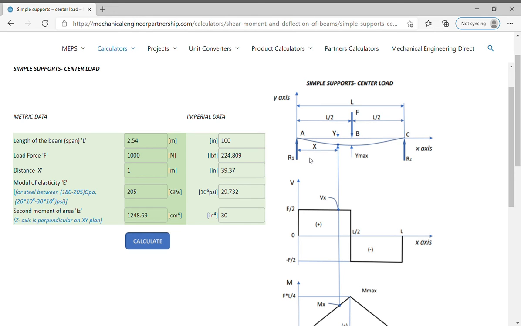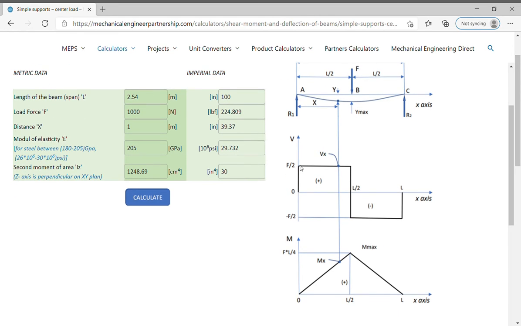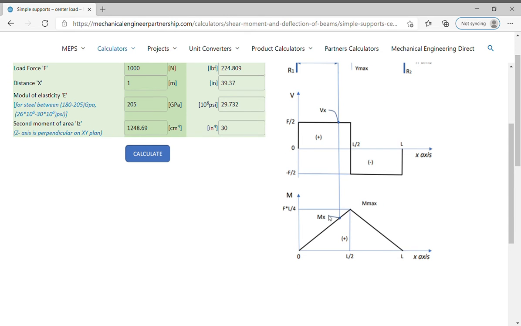The sign conventions used for bending moment and shear forces are: clockwise for positive moments and counterclockwise for negative moments. Positive shear forces are in the same direction as the y-axis in the figure, and negative shear forces are in the opposite orientation. Analyzing the graphic we observe the shear force is positive between points A and B, and negative between points B and C. The maximum absolute value of shear force is F divided by 2. Bending moment is a linear function of the x coordinate, positive and maximum in absolute value at point B, the point of application of force, and 0 at the extremities.